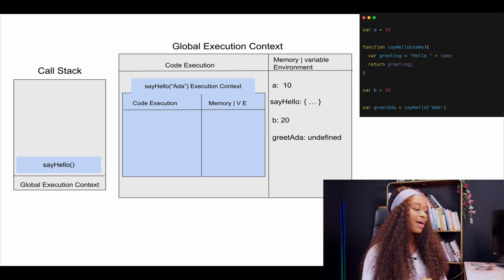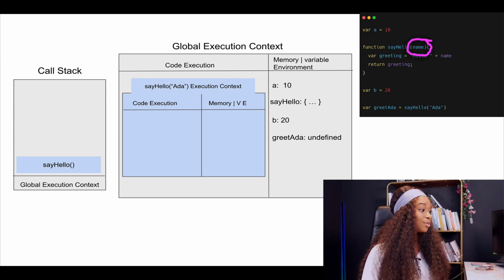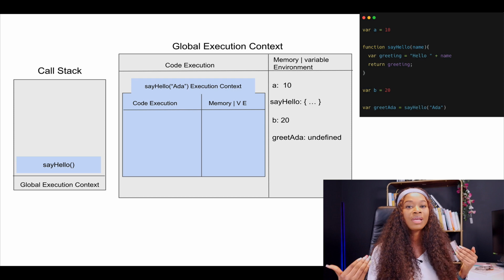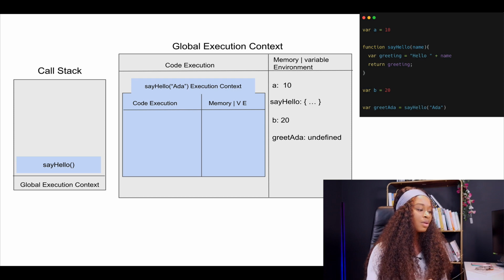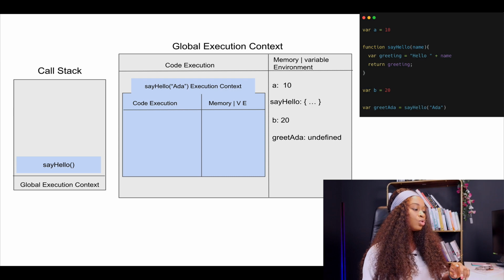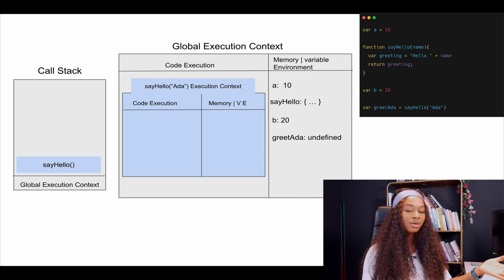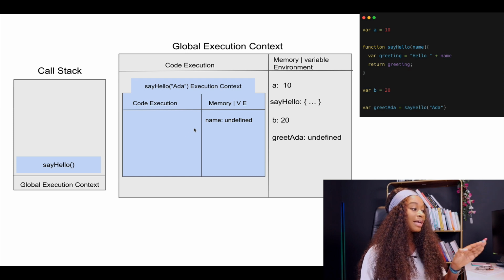So the first variable we have in this function is the name parameter. When a function accepts a parameter, that parameter is also a local variable in that function. We can see that the say hello function here was called with this argument, the string adder. This string is what is supposed to get assigned as the value of the name variable here. But we're still in the memory creation phase, so it will temporarily assign undefined as the value and move on to the next line.